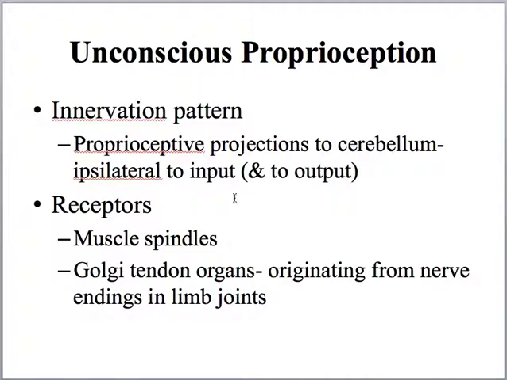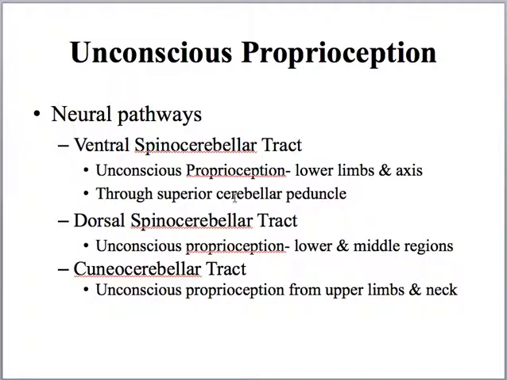And so now, unconscious proprioception, we're moving on to another tract. This is proprioception projections to the cerebellum. Most are ipsilateral to input. There are some that are going to be contralateral. The receptors are going to be your muscle spindles and Golgi tendon organs. These are originating from nerve endings in limb joints. And so your neural pathway for this is going to be your ventral spinocerebellar tract.